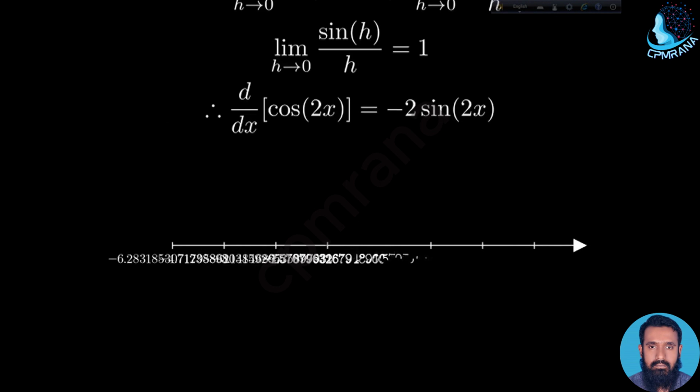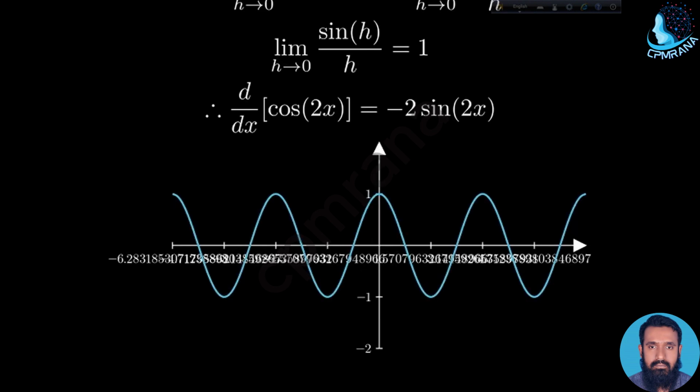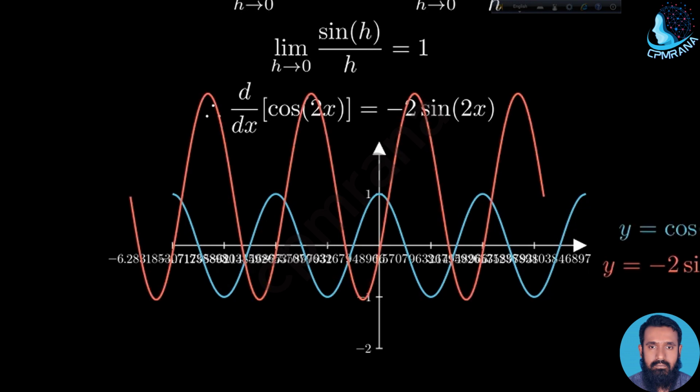Let's visualize this result with a graph. Here's the original function, cosine 2x in blue, and here's its derivative, negative 2 sine 2x, in red. Notice how at the peaks of cosine 2x, the derivative is 0, and at the zeros of cosine 2x, the derivative reaches its maximum or minimum values.